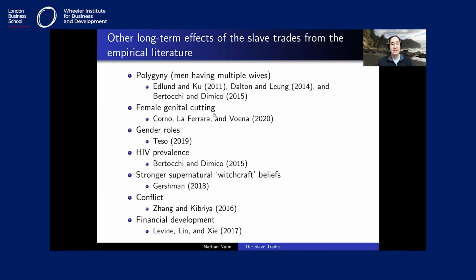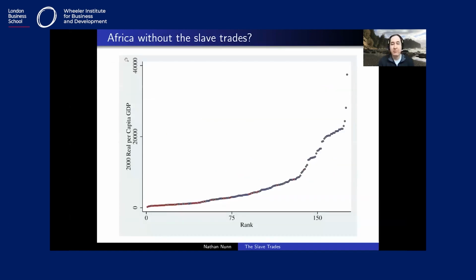Female genital cutting has also been associated with the trades. Gender roles, HIV prevalence, stronger beliefs in traditional religious beliefs, what in the West we call witchcraft, conflict, financial development, etc. Okay, so the very last thing before I conclude is I want to think about the question, what would the African continent look like if the slave trades had not occurred? I think this is a question that a lot of people have asked in the chat from the very beginning. And so the quantitative analysis that I undertook allows you to have a precise answer, or at least a precise guess, our best guess at this.